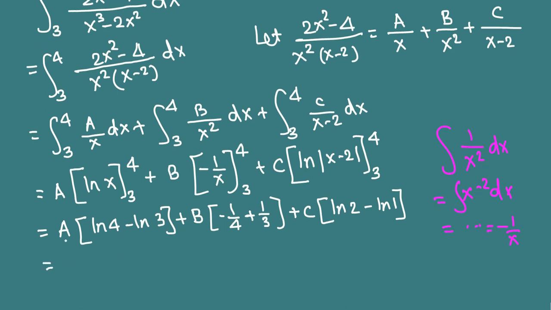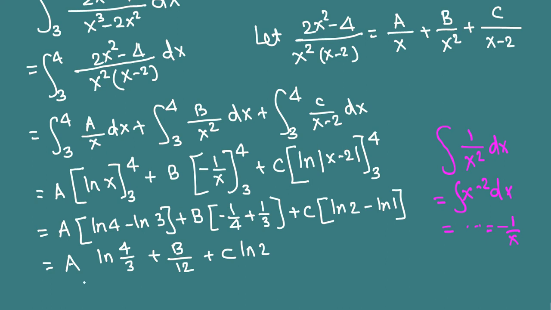This can be written this way: a, to be determined, times natural log of 4 minus natural log of 3, which is natural log of 4/3, plus b times (1/3 minus 1/4). Let's do this on the side: 1/3 minus 1/4 is 1/12, so b over 12, plus natural log of 1 is 0, so natural log of 2, c times natural log of 2.